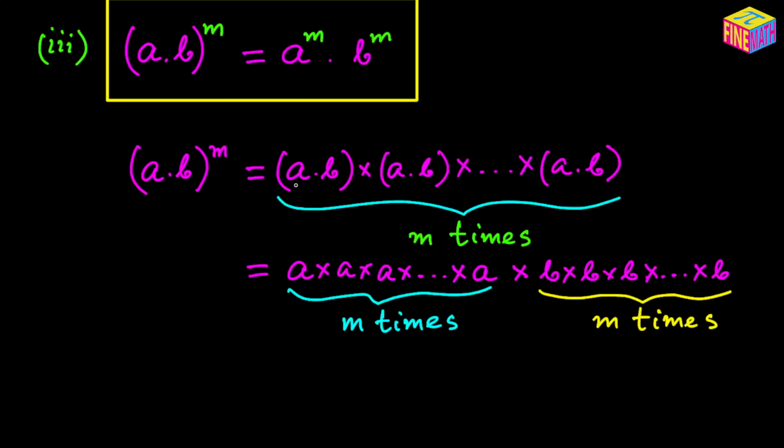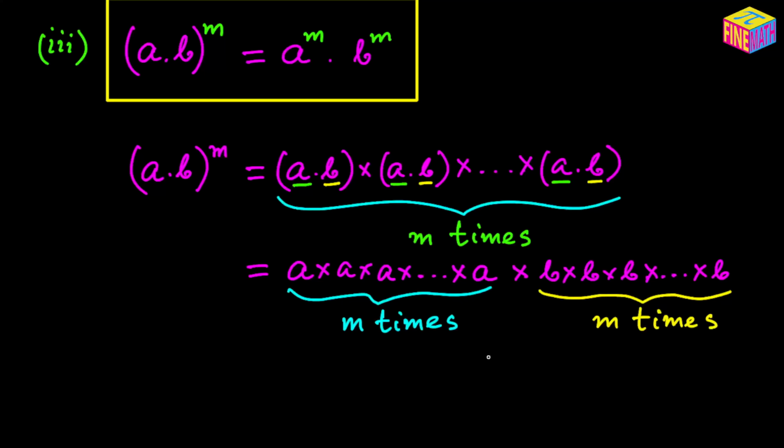Let me highlight again. See, we have all these a's right here. I am underlining the a's. So you can imagine that there would be m number of a's. And similarly, if we underline the b's, I am underlining with a yellow line here, there will be m number of b's also in this product, right? So there will be m number of a's and also m number of b's multiplied together.